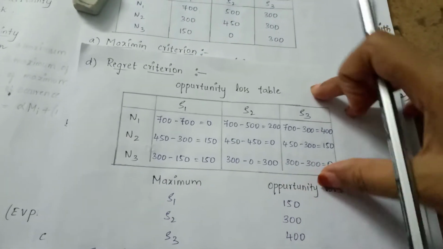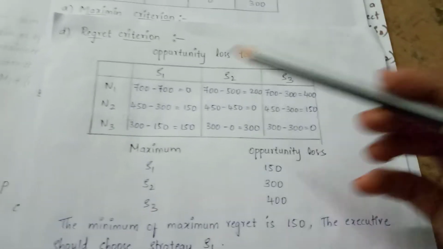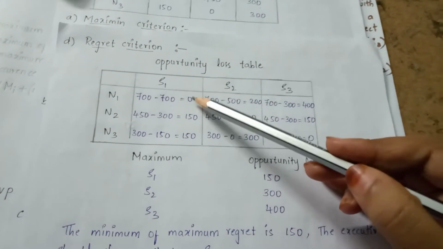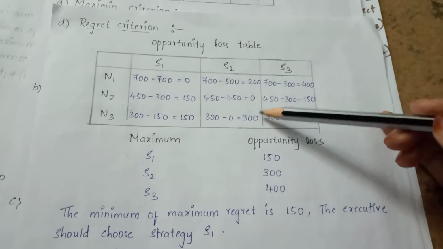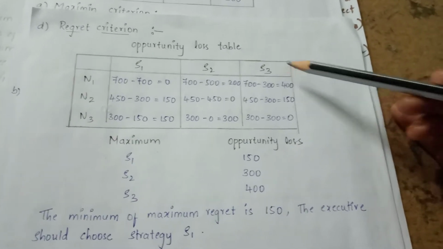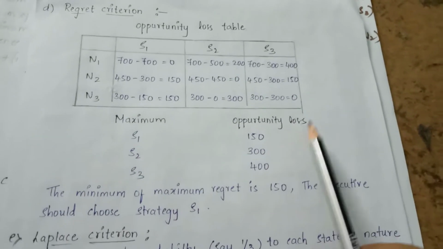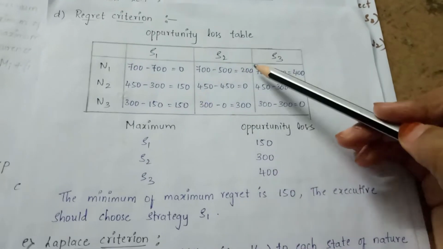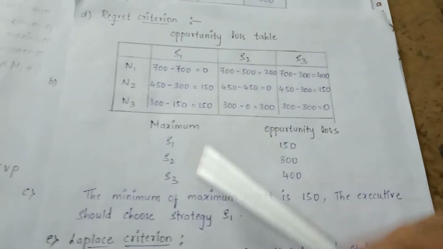After getting the opportunity loss table, the next step is, students, we need to take the maximum values from the strategies. In the first strategy, what is the maximum value, students? That is 150. In the second strategy, the maximum value is 300. And in the third strategy, the maximum value is 400, which is nothing but the maximum opportunity loss. For S1 it's 150, for S2 300, and for S3 400.